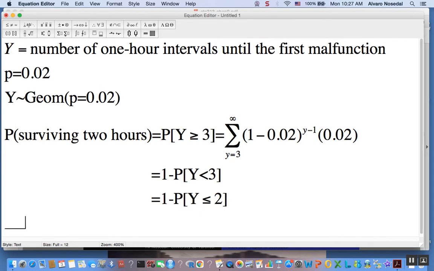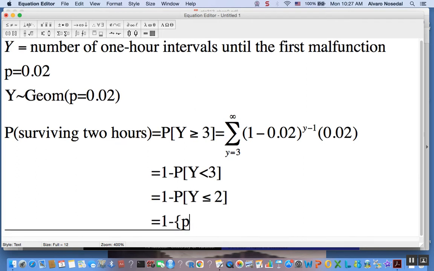That's just 1 minus the probability that y is less than or equal to 2. And finally, that would be 1 minus the probability that y equals 1 plus the probability that y equals 2.